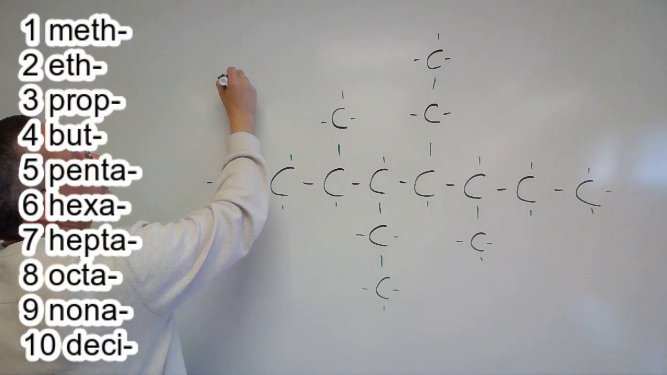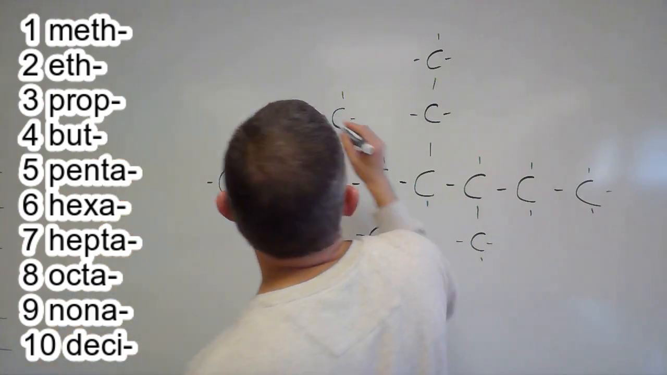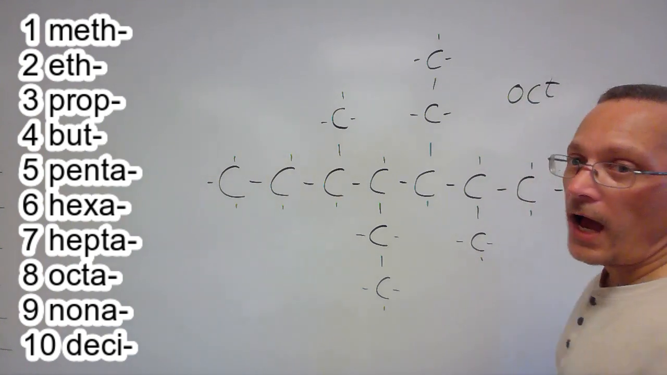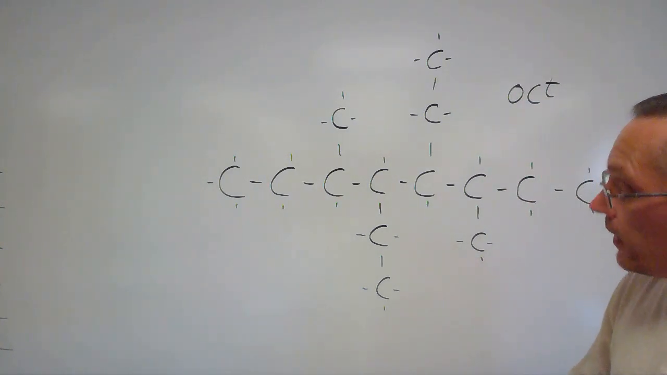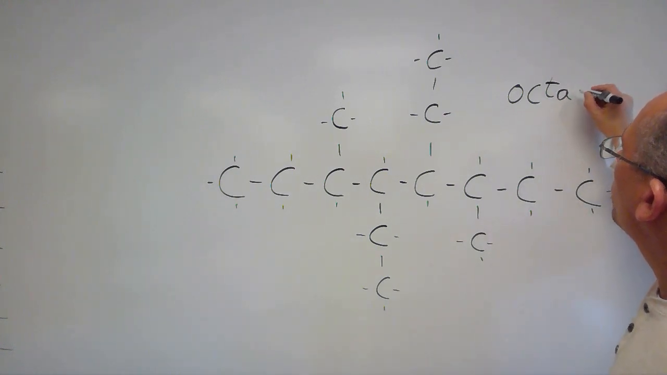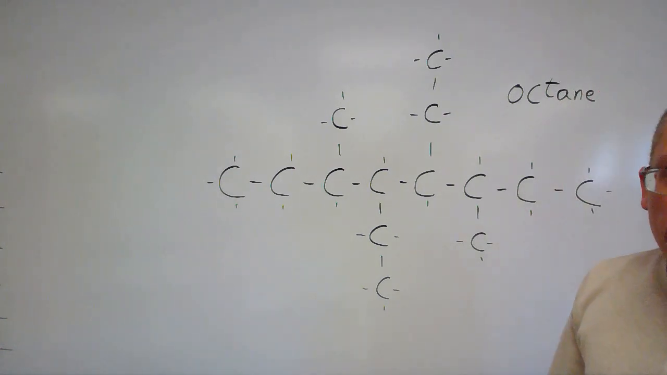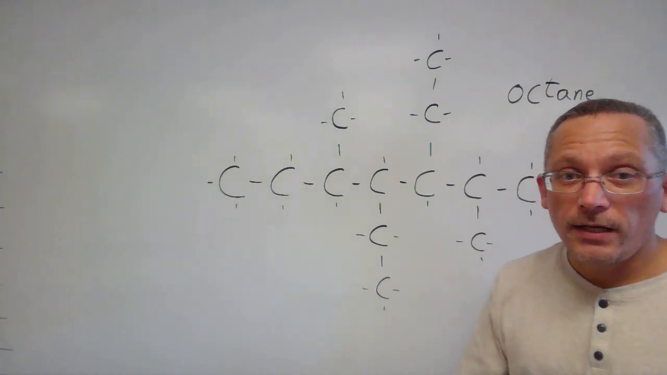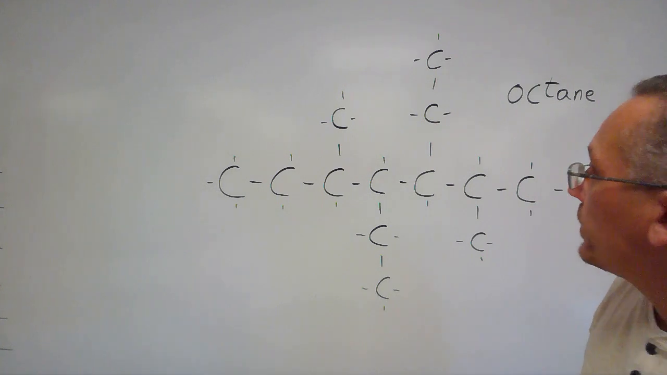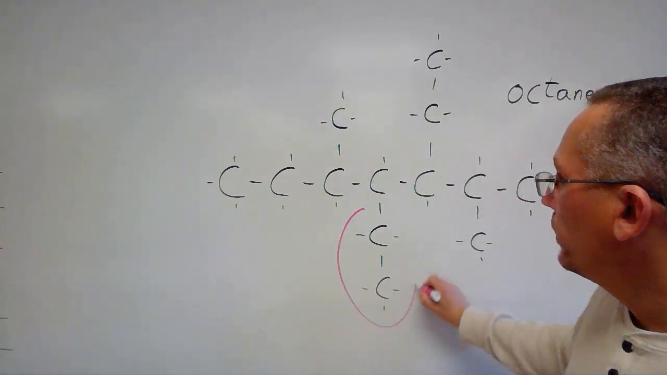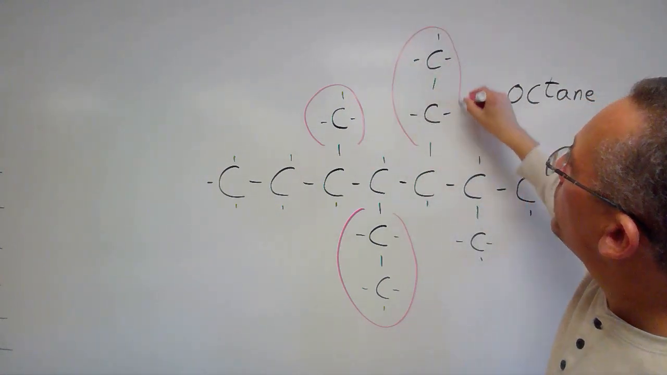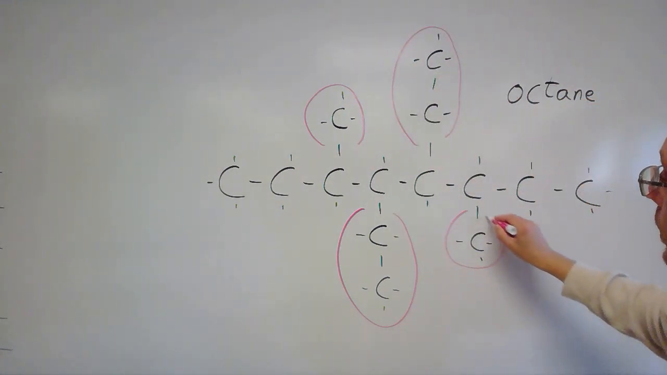The organic prefix for 8 is oct. And then this is an alkane. There are no double bonds and there are no triple bonds. So let's call this octane. Okay. And now we've got to name our branches. Let's look at where our branches are here. We've got this branch, this branch, this branch, and this branch.